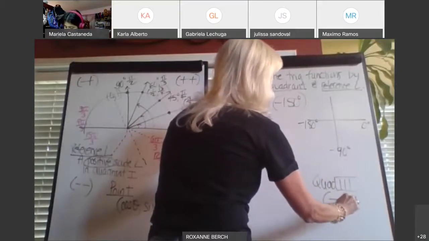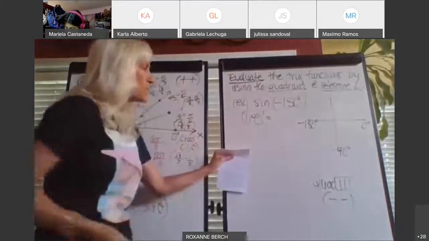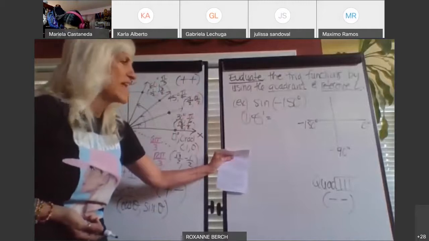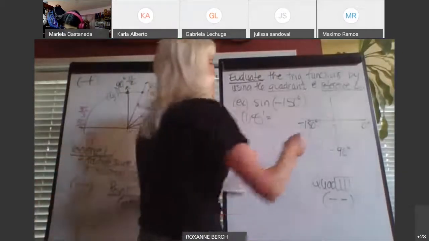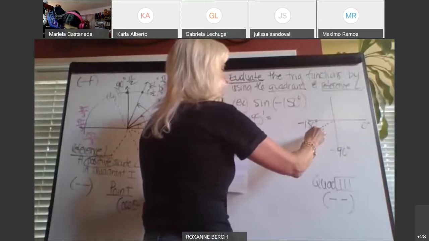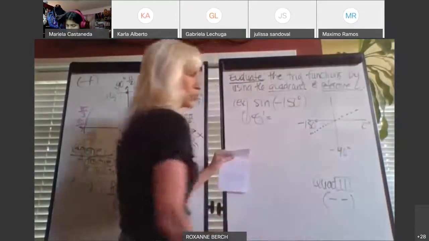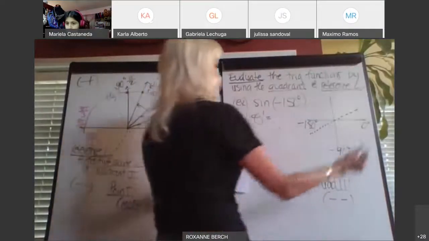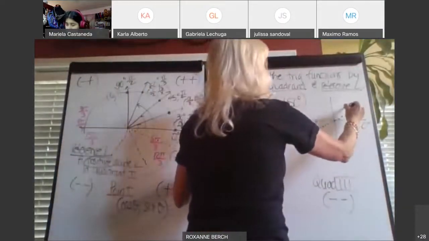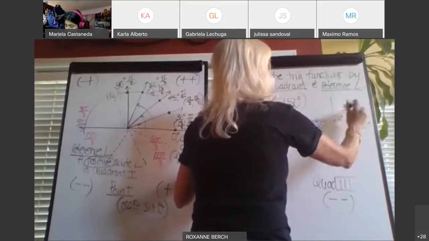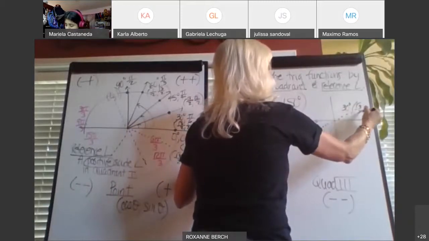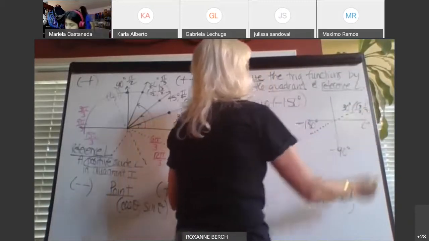And quadrant 3 is negative, negative. So the question is, where is negative 150? Well, it's 30 degrees from 180. So once again, we're looking at a 30-degree angle. So the reference angle would be 30 degrees with the ordered pair of radical 3 over 2 and 1/2.